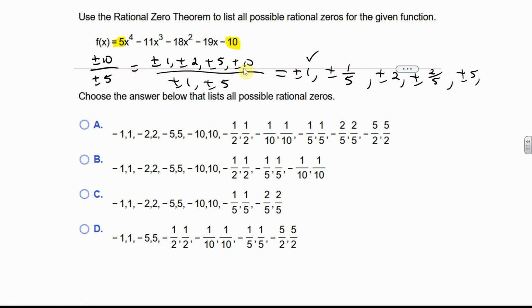Then I go to the 10. Plus or minus 10 divided by plus or minus 1 is plus or minus 10. And then plus or minus 10 divided by plus or minus 5 is plus or minus 2, and I already have it right here. So we got plus or minus 1, plus or minus 2, plus or minus 5, and then we got plus or minus 10, plus or minus 1/5, plus or minus 2/5. Yep. Looks like C. Does everybody agree? See that? Good deal.